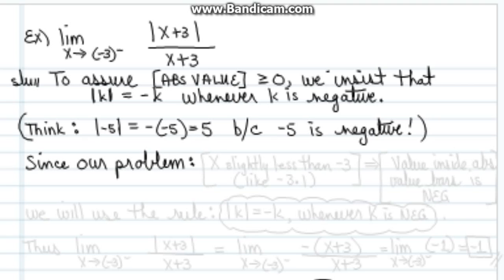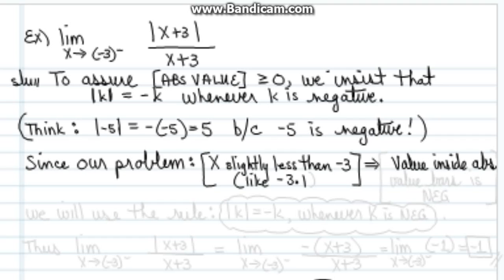Now here our problem is that we're approaching x from the negative side. So x will be slightly less than -3. It'll be something like -3.1. And if that's the value for x and we put it inside the absolute value bars, we're going to end up with the absolute value of a number which is slightly negative. Okay, so because of that, we will use this rule that says the absolute value of k will be equal to negative k whenever k itself is a negative number.